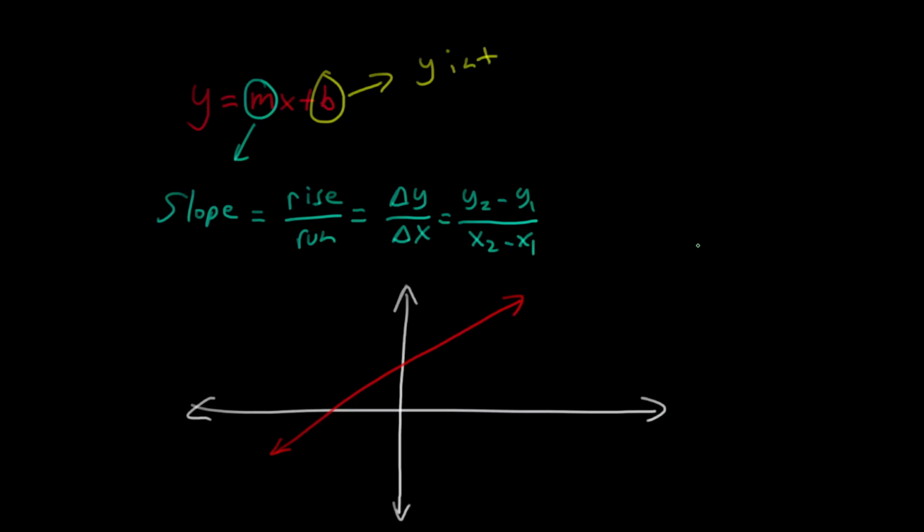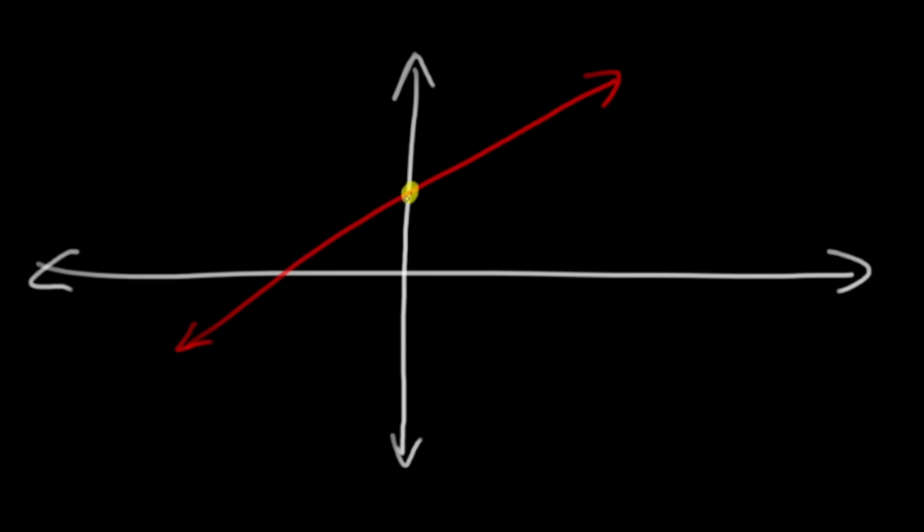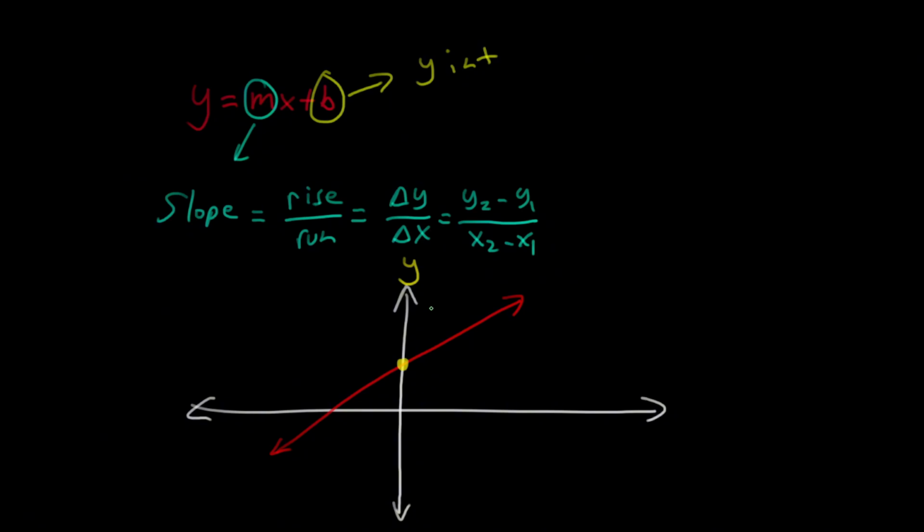For example, if I had this line here in red, this would be the y-intercept, the point that the graph touches the y-axis. Okay, so let's try an example.